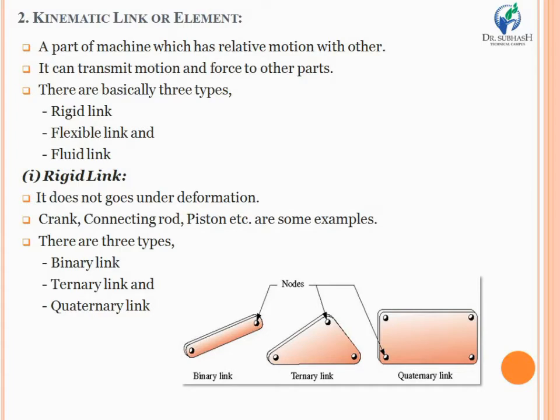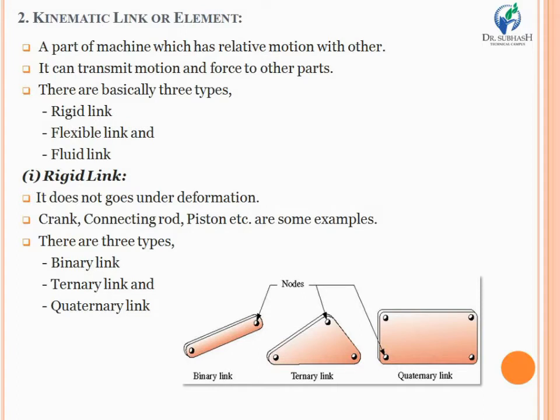Now point number 2 that we are going to discuss is the kinematic link, or we can say the element. Generally each part of a machine which has relative motion to some other part of the machine is treated as a kinematic link, or an element. A link does not necessarily have to be a rigid body, but it should resist external forces and velocity. So a resistant body is one which is capable of transmitting the required motion and forces with a little bit of deformation.